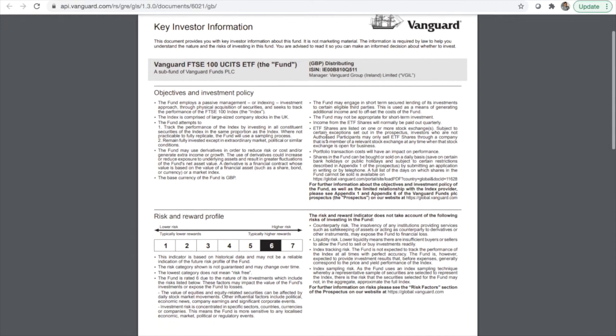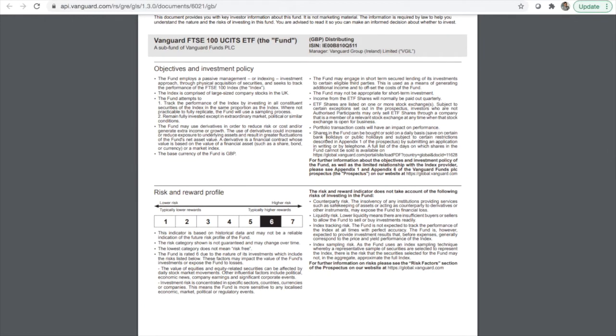So under Objectives and Investment Policy, it lets you know for this particular fund, the FTSE 100, it employs a passive management or indexing investment approach. So this just essentially means that it is tracking an index. So there isn't a fund manager who is choosing and selecting which investments they should include in this fund. So there isn't a person who has to say, we're going to invest in this company and that company, because the index, which is the FTSE 100, is what it's tracking.